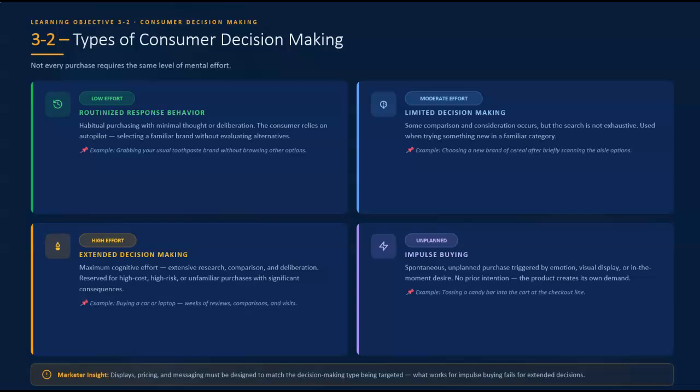Here we have the types of consumer decision making, and just to note, not every purchase requires the same level of mental effort. You have low effort, routinized response behavior. These are your habitual purchasing with minimal thought or deliberation. You need toothpaste, you need cleaning chemicals, or you just need milk. That's your low effort.